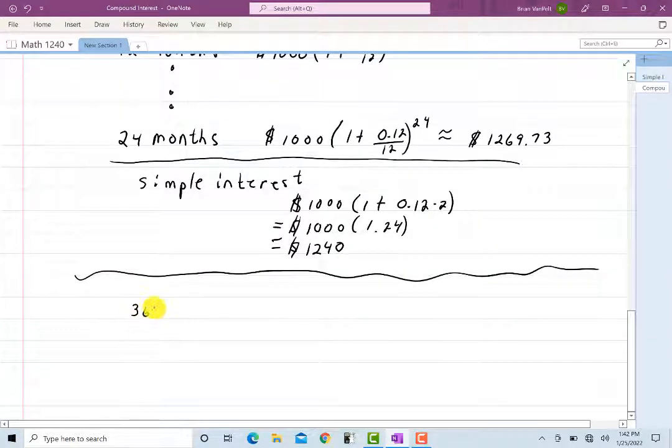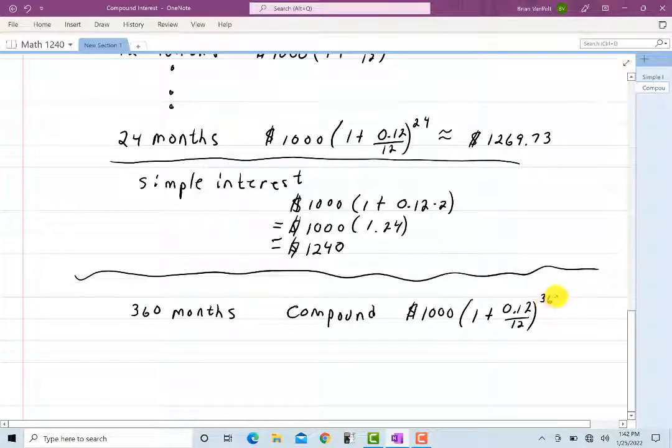So that's 360 months. After 360 months, let's take a look at how much we have in the compound formula. We have the $1,000 times 1 plus 0.12 divided by 12, but they're going to have 360 up in the numerator. I should have said 360 into the exponent. This is approximately equal to 35,949.64.